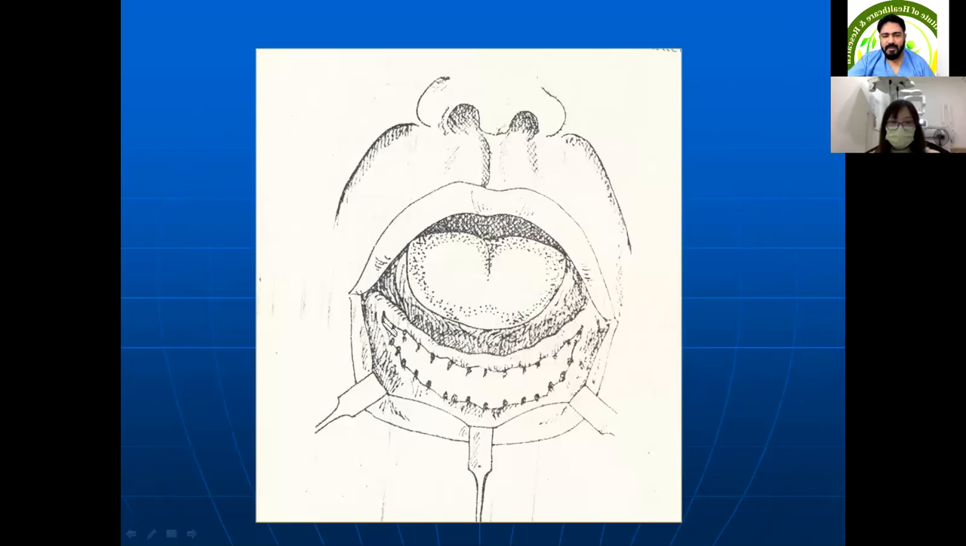So this is how a vestibule is deepened, and then a skin graft is used to suture both the sides. See, in grafting vestibuloplasty, the main advantage, not in the oral cavity, but yes, sometimes the disadvantage is that the graft may reject. Okay.